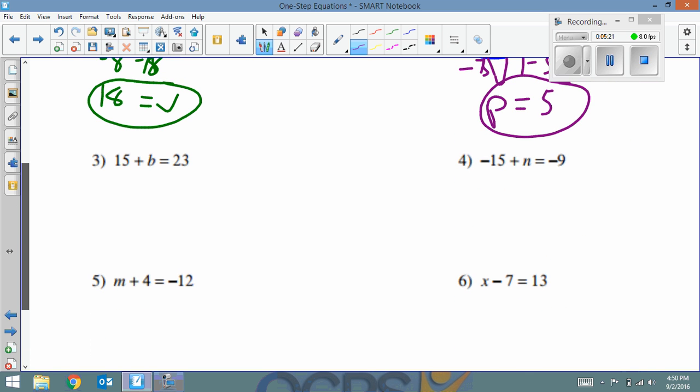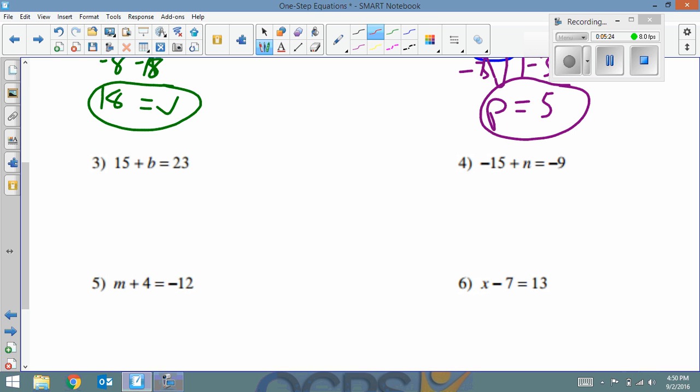Got some more here. So let's again find our letter. So here's our letter. Okay, look for the number next to the letter. It's here, that's 15. Okay, since it's positive, the opposite of being positive is negative. So we want to put negative 15 here and negative 15 here. So we're going to cancel it out. We're going to bring down this b. So we get b is equal to, and then 23 minus 15, which gives me positive 8.